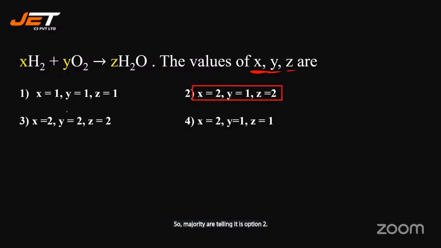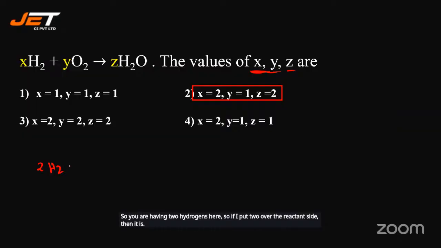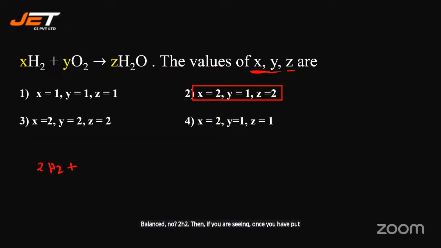Yes, that is correct. If you rewrite the equation, first of all you have to check the number of hydrogens. You are having 2 hydrogens here. If I put 2 on the reactant side, then it is balanced, no? 2H2. Once you have put 2 hydrogens here, the oxygen quantity in the product will become 2.